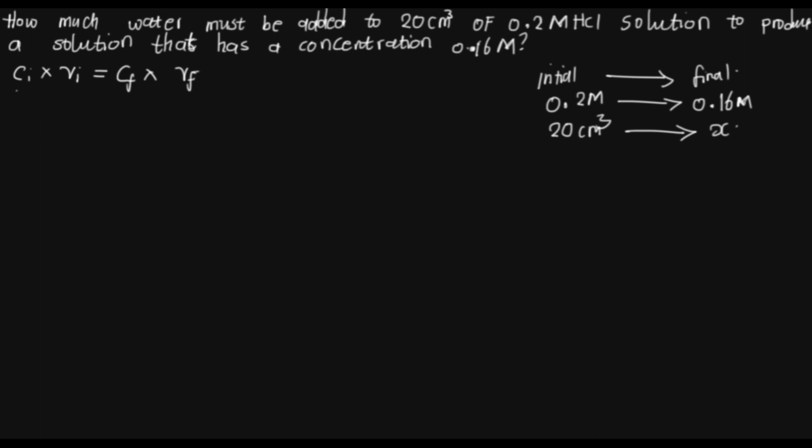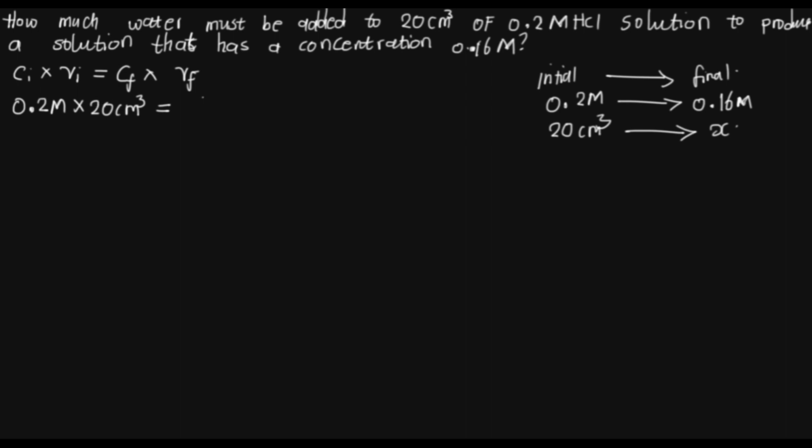So initial concentration is 0.2 times the initial volume is 20 cubic centimeters. And if you have a problem like this one, dilution, if the question is not specified in terms of volume, no need of converting, you can just use the way they are. So you are not going to convert 20 cubic centimeters into decimeter cubed. We can just calculate it using them just like this.